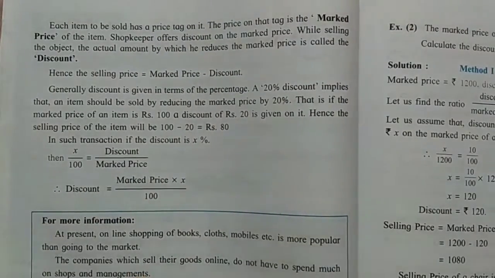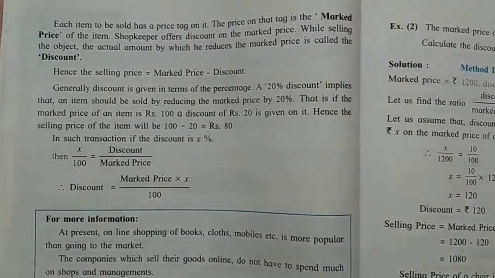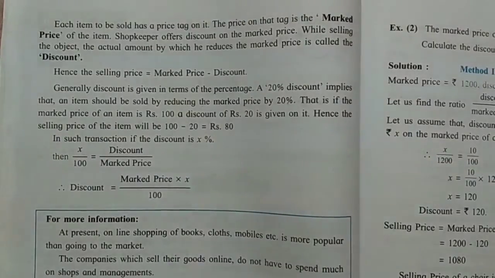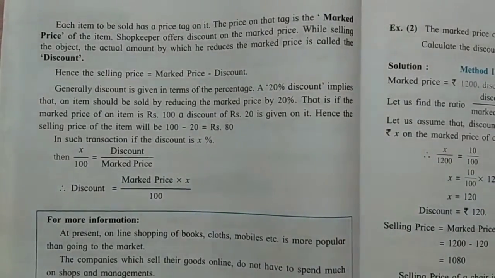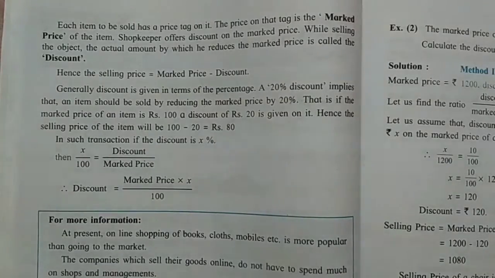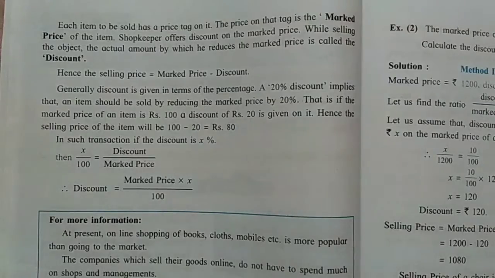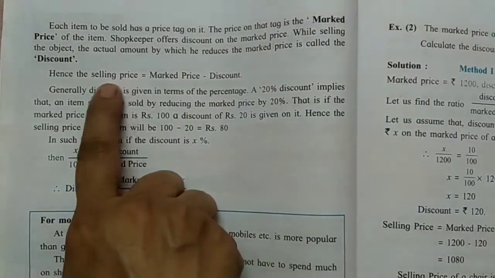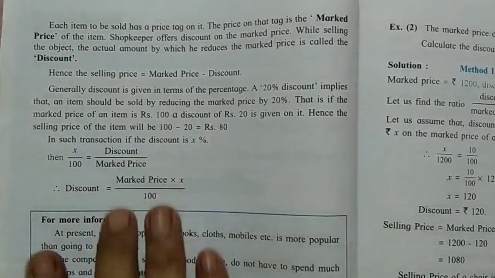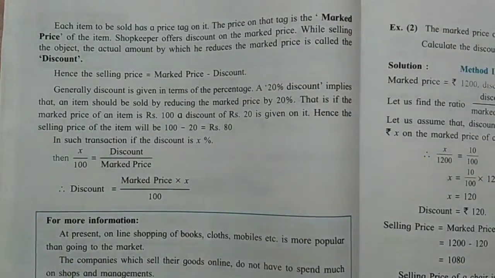The selling price means the price at which he is selling. Suppose I go to a shop, I buy one sari, the marked price on that is say 500 rupees, and the shopkeeper says that there is a discount of 50 rupees. So how much will I have to pay? The marked price is 500, the discount is 50 rupees. So the selling price for that sari will be 500 minus 50, that is 450.